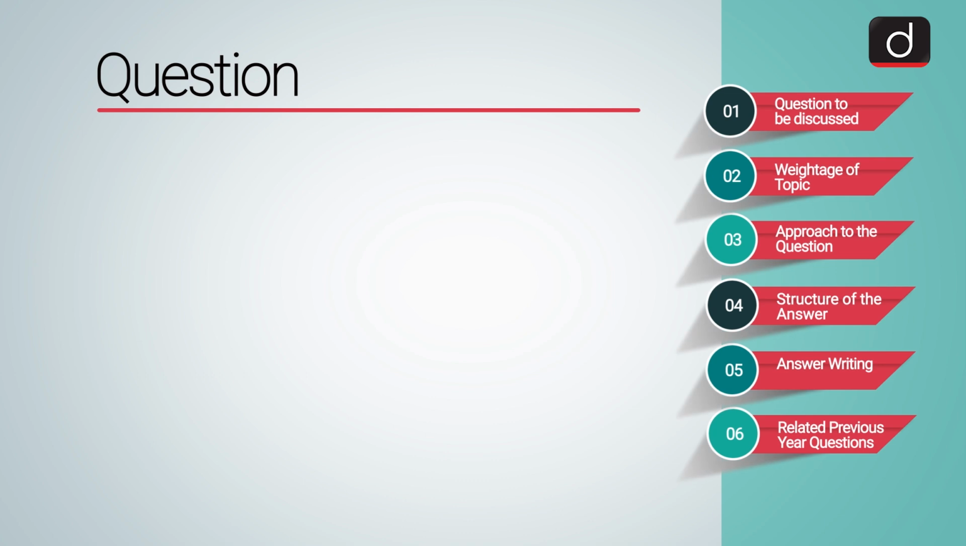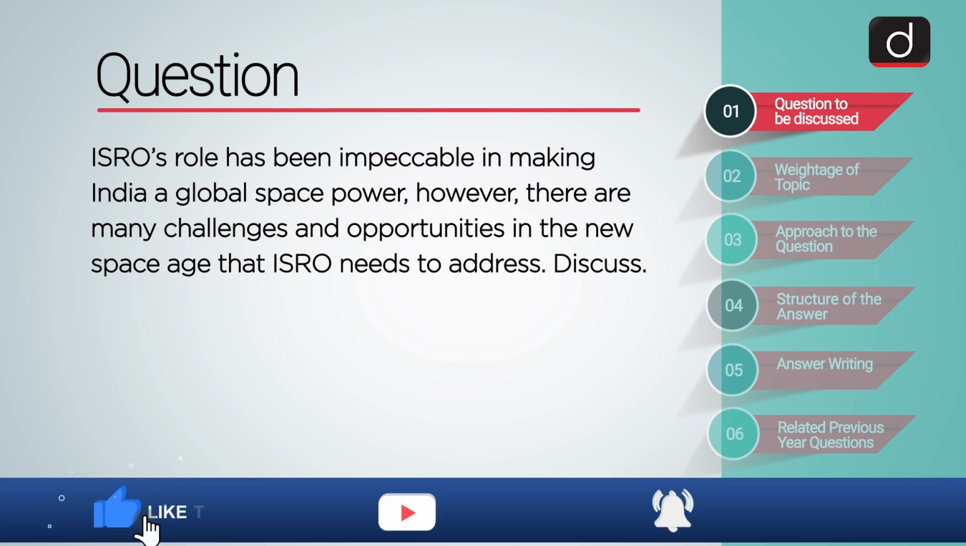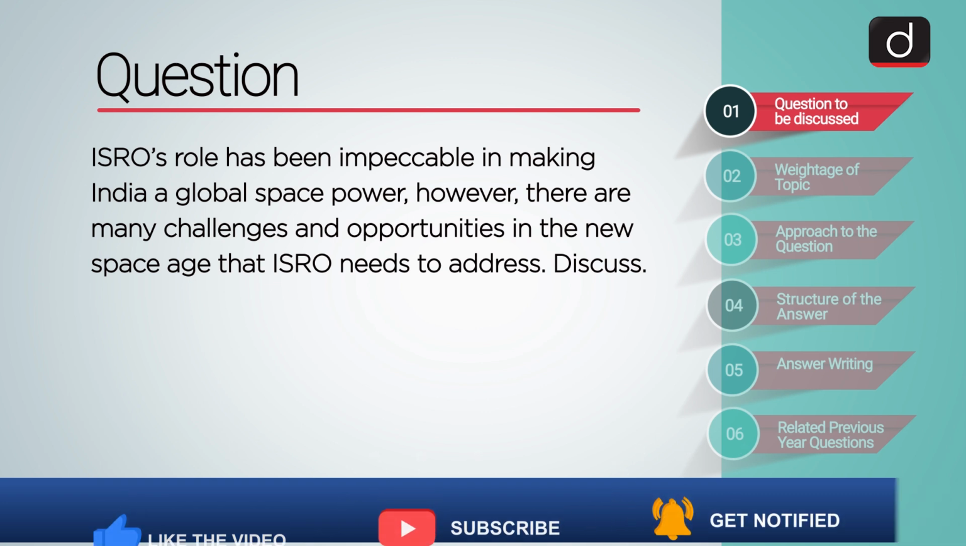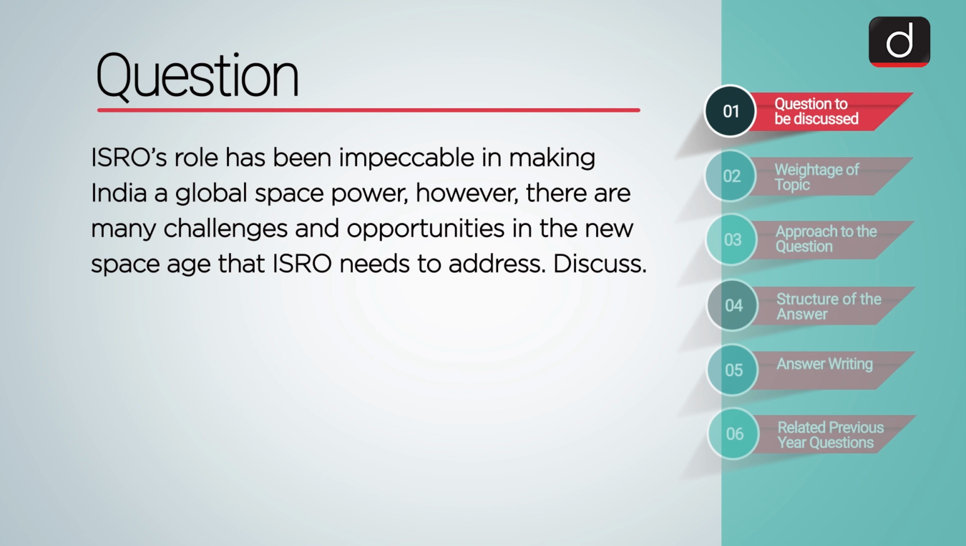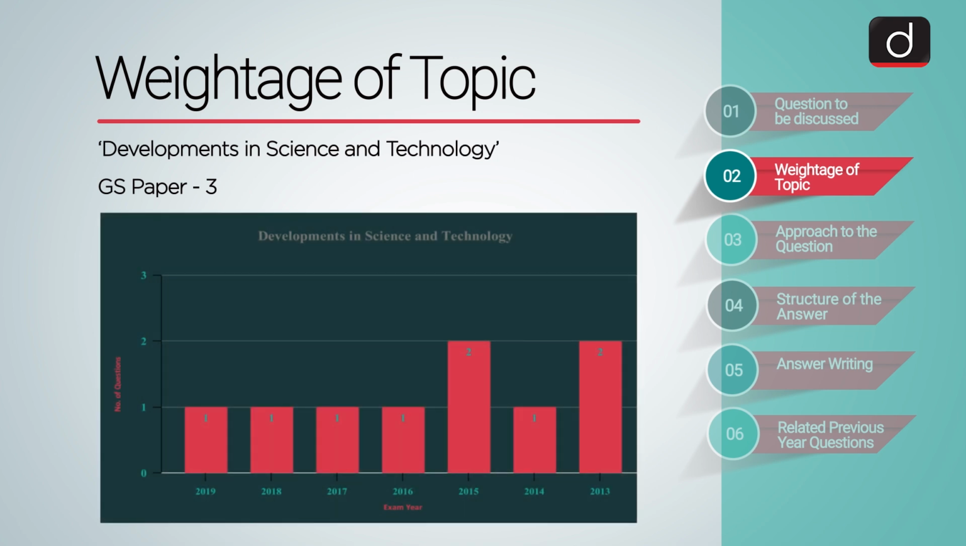Let us look at the question which we will be discussing today. ISRO's role has been impeccable in making India a global space power. However, there are many challenges and opportunities in the new space age that ISRO needs to address. Discuss. The question can be narrowed down to developments in science and technology that is part of GS paper 3. The importance of the topic over the years can be assessed from the graph that has been displayed.